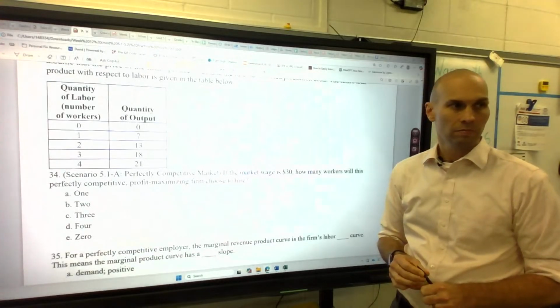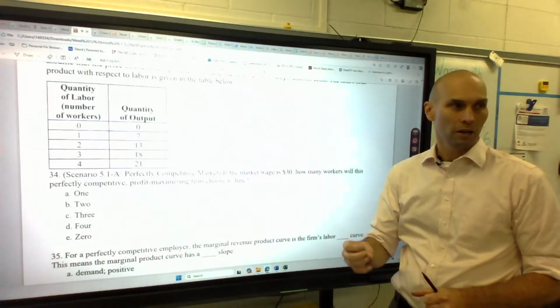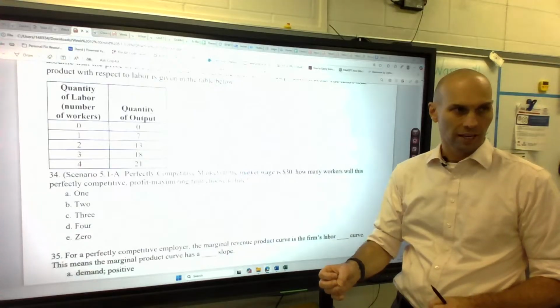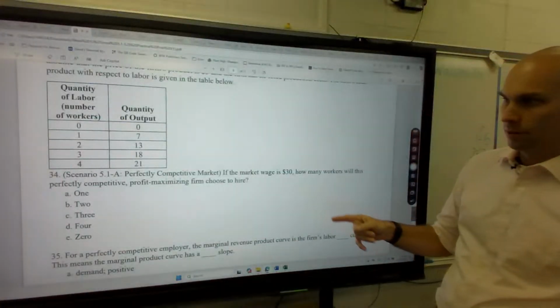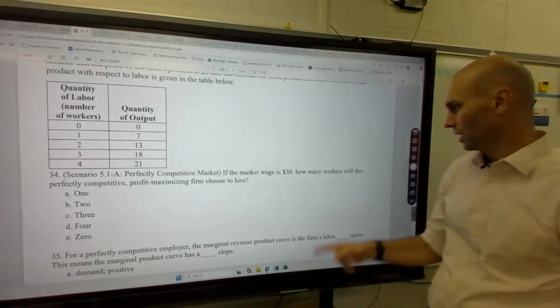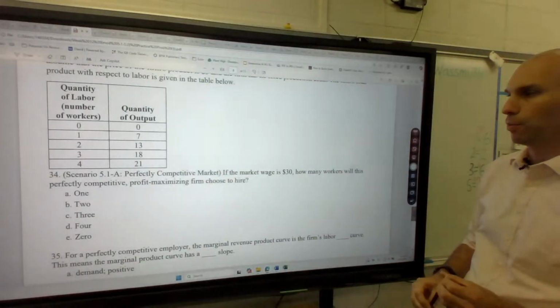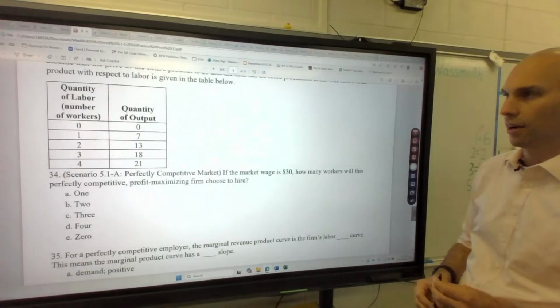That's what's in it, 30? The marginal cost of labor is 30. Yeah. Okay. So we always go to where marginal cost equals market. So marginal cost is 30. You want to write that up here. MC is 30. How many workers does a perfectly competitive profit maximizing firm choose to hire?